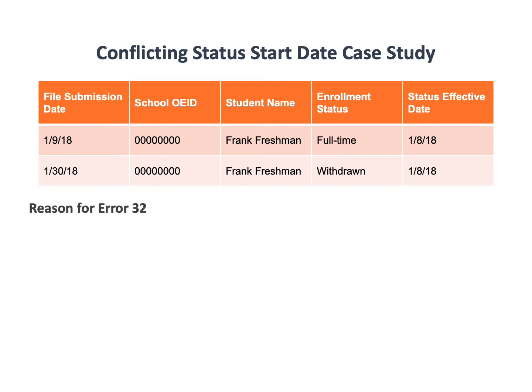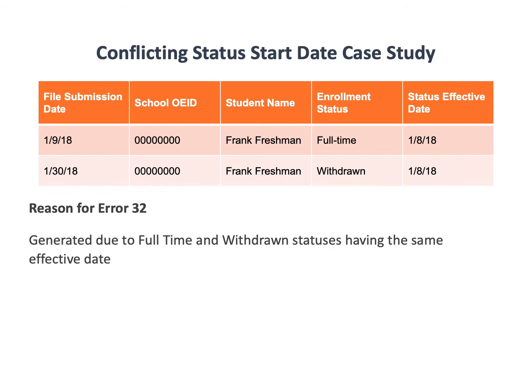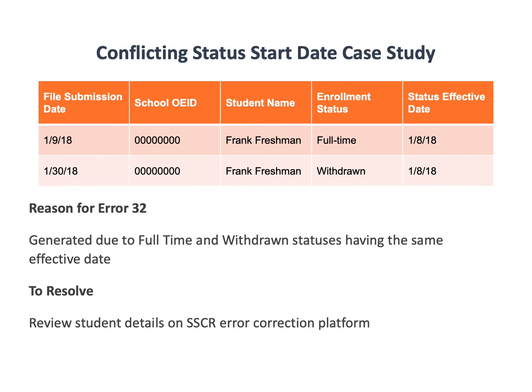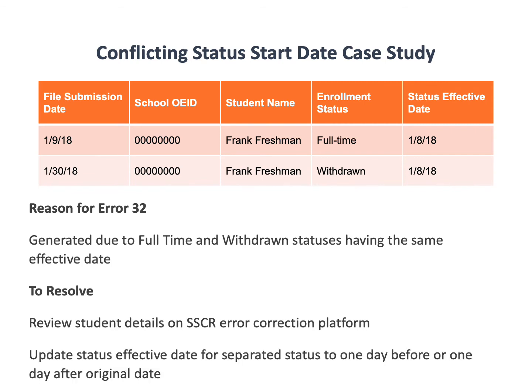So why was the error code 32 returned? NSLDS will not accept a record with a separation status that has the same status effective date as a previously reported enrolled status. In this case, because the full-time and withdrawn statuses had the same effective date, NSLDS would not accept the withdrawn status and rejected the record with an error 32. To resolve the error, review the student's record through the SSCR Error Correction platform and update the status effective date to 1 day before or 1 day after the original effective date.